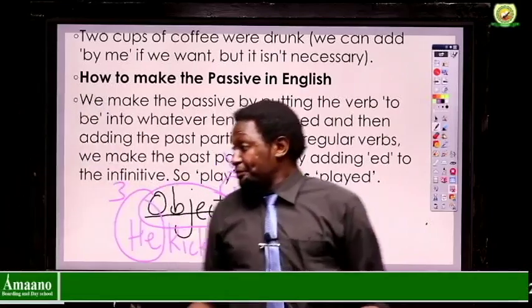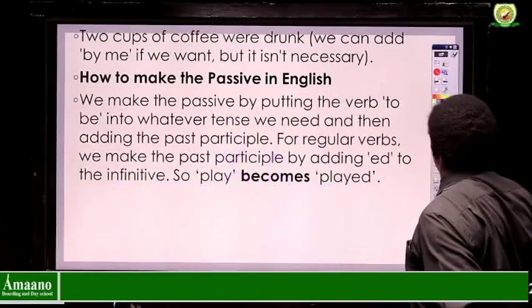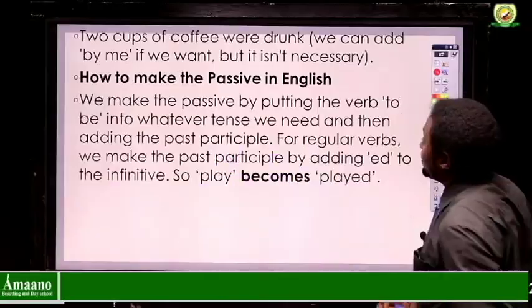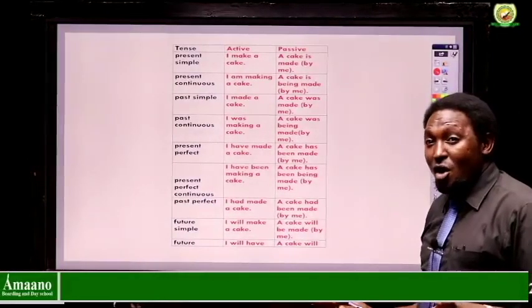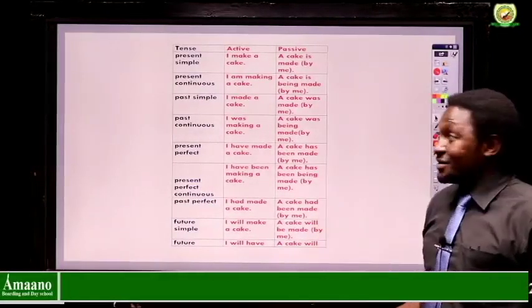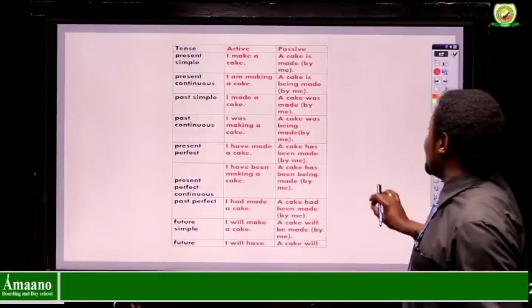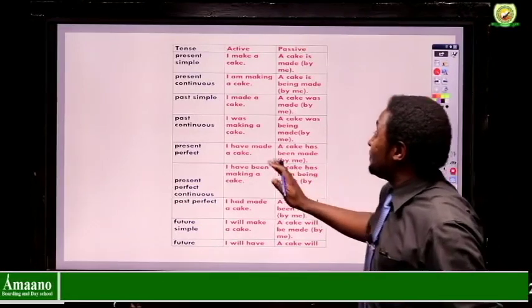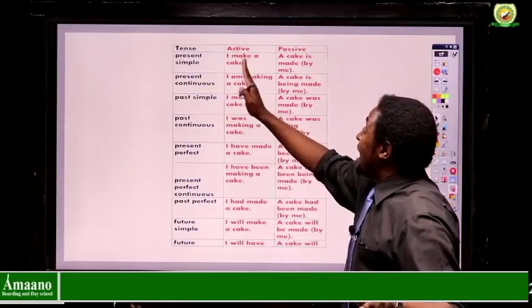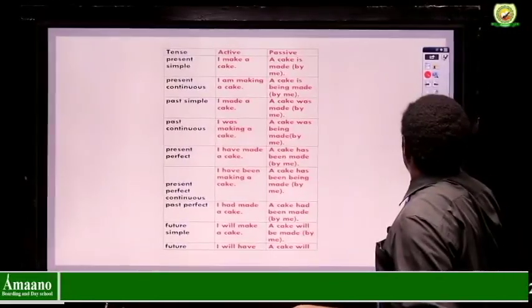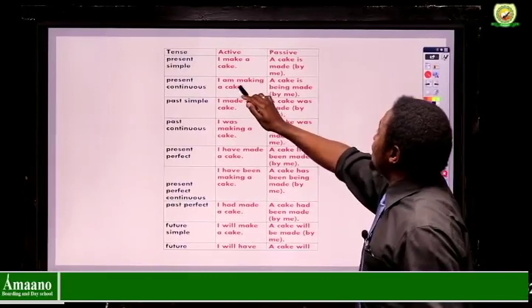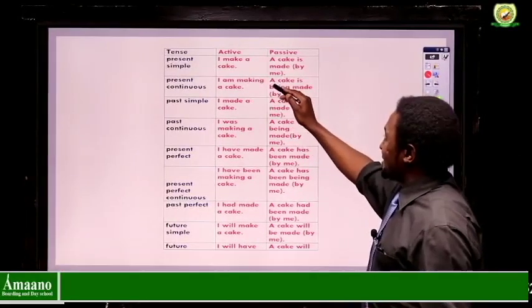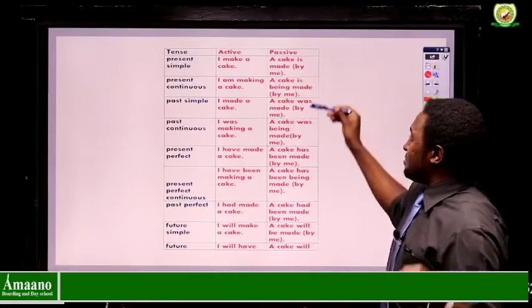So now I need to explain further. These are examples of sentences in different tenses, both in active and passive voice. So I need you to check these very carefully. Present tense. I make a cake. A cake is made by me.